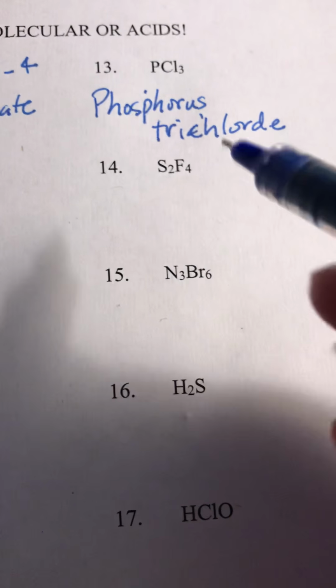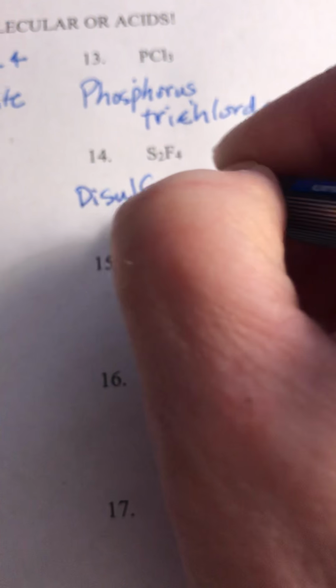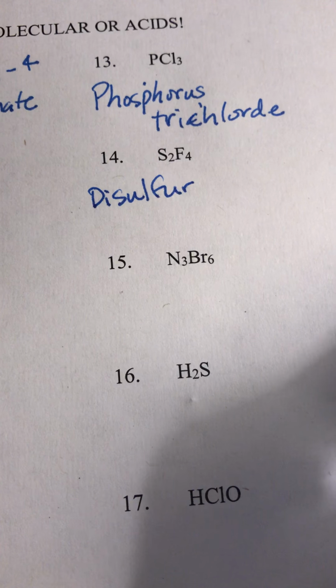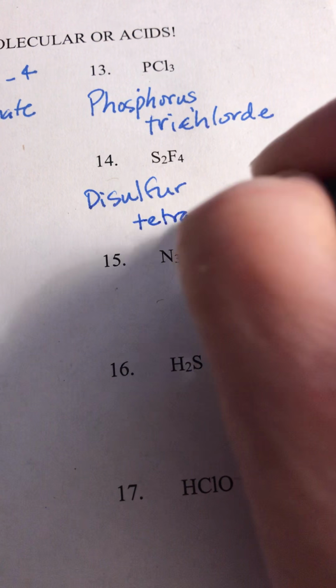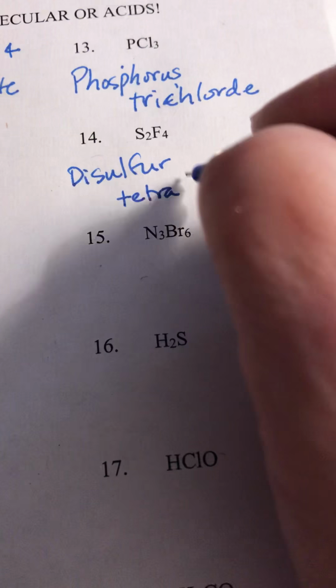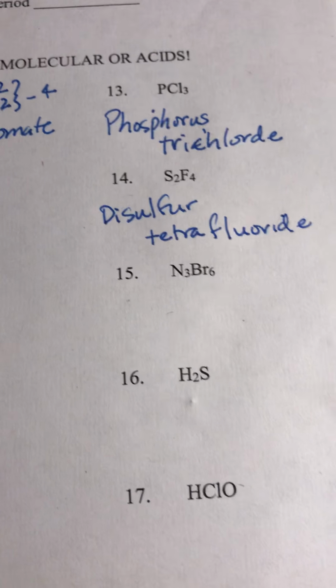Skipping down to number 14 here, we got 2. The prefix for 2 is di. Then we name the first element without changing its name. And the second one, the prefix for 4 is tetra. And that's fluorine, but we need to change the ending to fluoride. And so we have disulfur tetrafluoride.